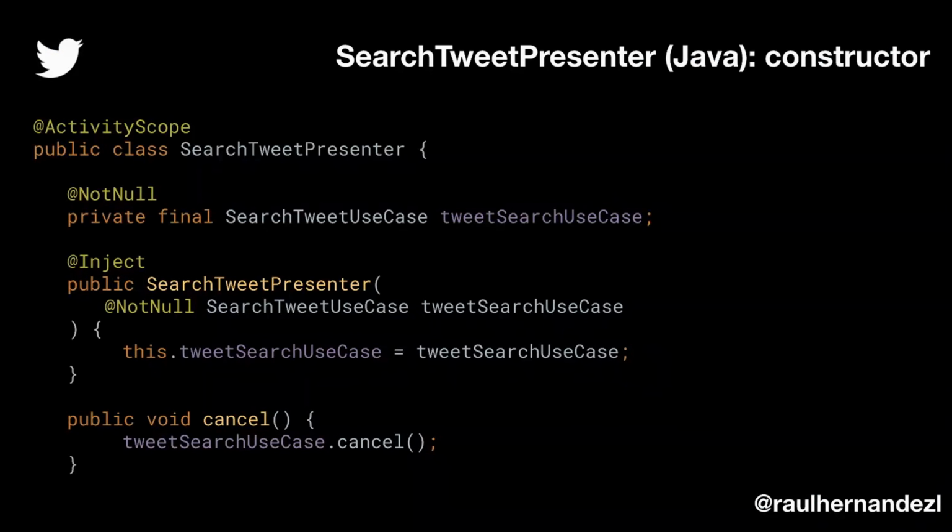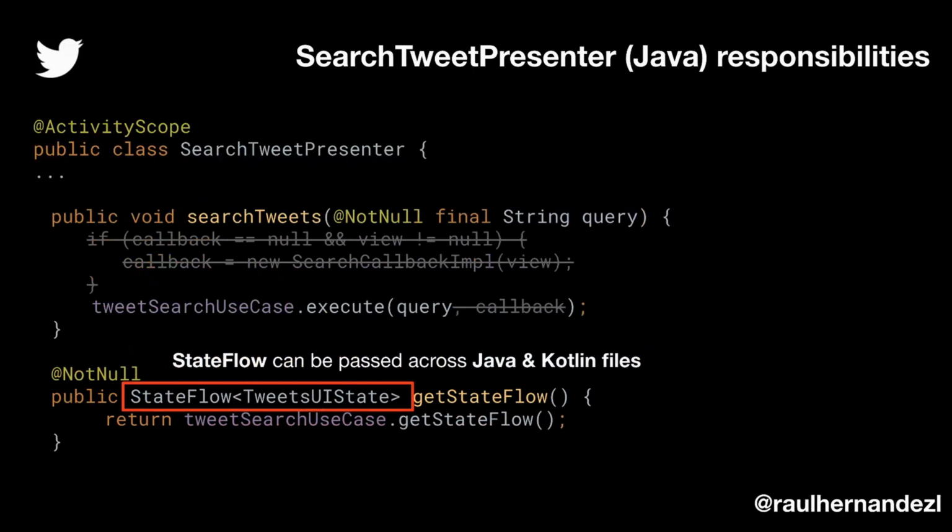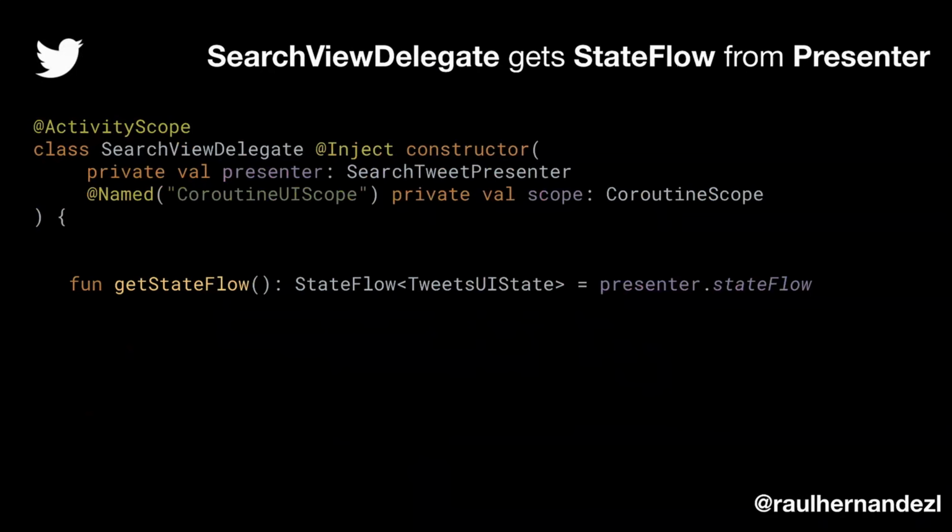So the presenter that I use has an activity scope that can be canceled. The search tweets basically gets the query. We remove any trace of the callback, and we're gonna just use the execute method as we did, but with less boilerplate code. And we're gonna expose the get state flow. And as you can see here, this is a Java file, and this actually properly passed the tweets UI state by means of the state flow. The view delegate is the one also sharing this state flow.